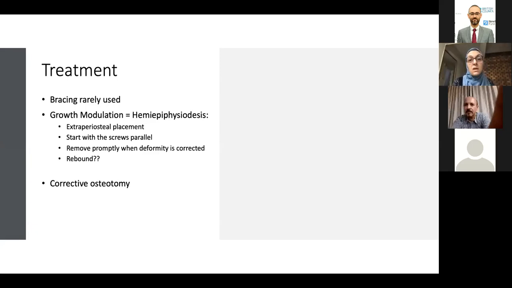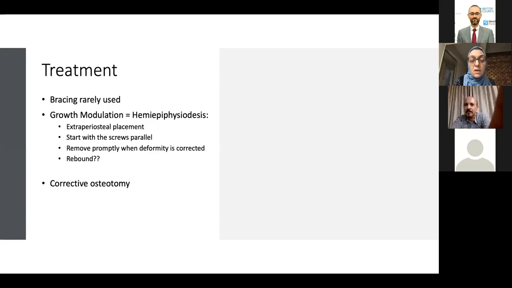Rebound, it does happen. Some reports say it's not that bad. You do not have to overcorrect, but I've seen rebound happen in many cases. I'll show what many people do to prevent rebound, or at least be readily able to manage rebound when it happens.